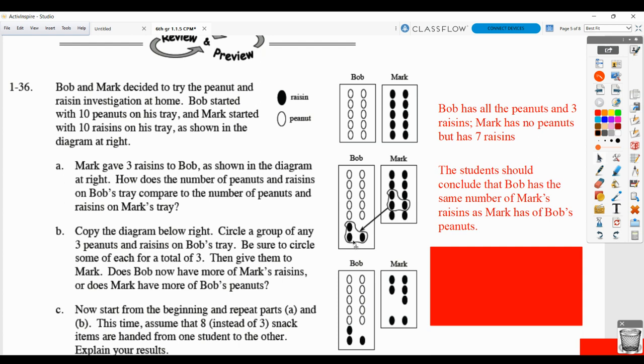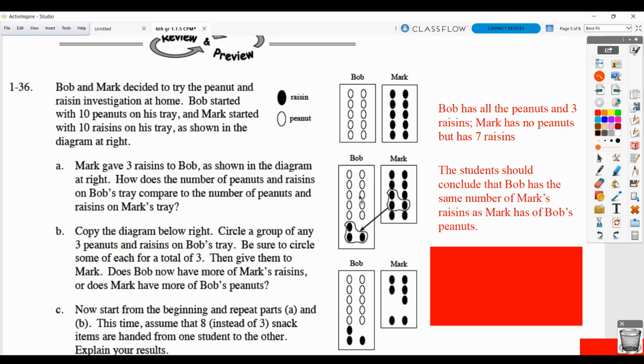So let's say you put those 3 raisins back. Well, now Bob would have 10 peanuts and Mark would be back to 10 raisins. And neither would have either of the other. Or let's say you put 3 peanuts onto Mark's tray. Well, now Bob would have 7 peanuts and 3 raisins, and Mark would have 7 raisins and 3 peanuts.